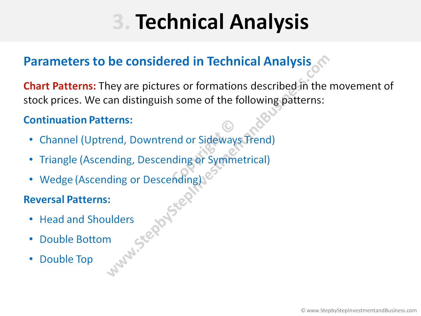In the first group, we have the formation called channel. This includes the uptrend channel, the downtrend channel, and the sideways trend channel. We have the formation called triangle, which can be ascending, descending, or symmetrical. And we also have the formation called wedge, which can be ascending or descending.